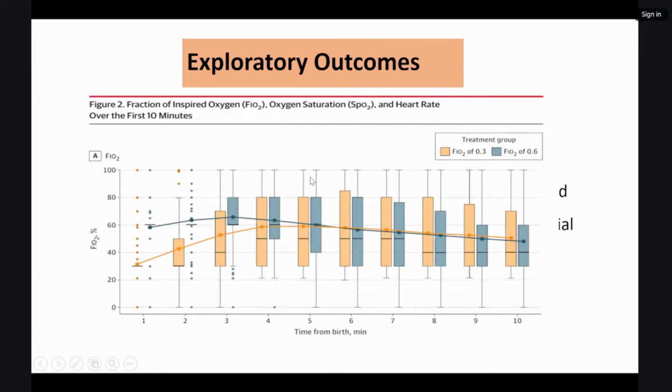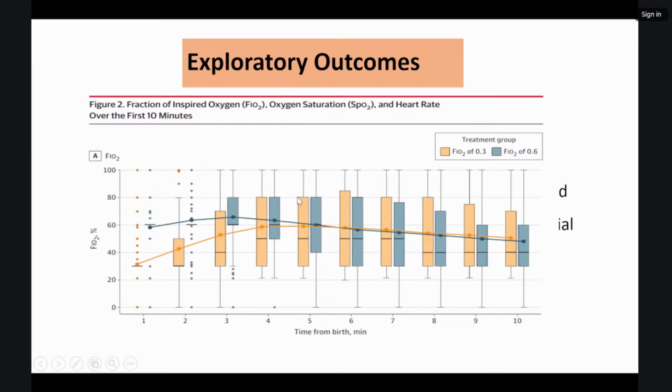So what has this box and whisker plot shown in this trial? The neonates who were randomized to the 60% group, that is FiO2 of 60%, as we can see from this picture, the yellow one is the 30% group, and the blue one is the 60% group.